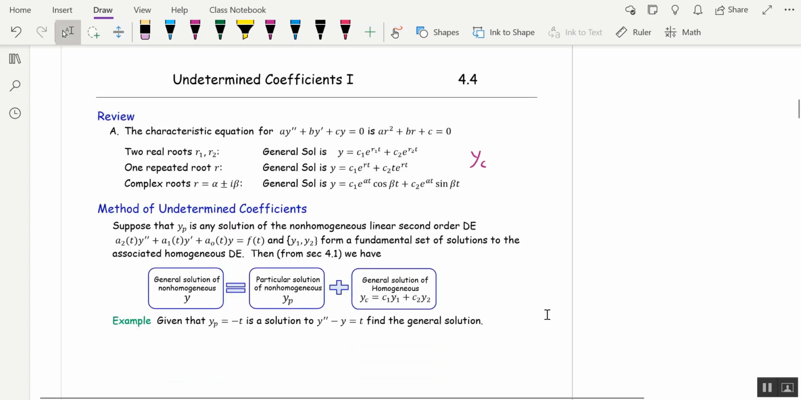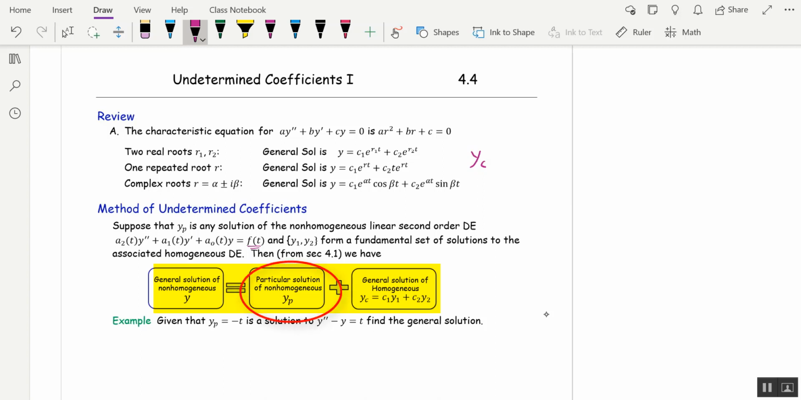Suppose you're trying to solve a non-homogeneous differential equation. That means over here, instead of equaling 0, you have f of t. The general solution of the non-homogeneous is going to be any particular solution, yp, plus yc, which is the general solution of the associated homogeneous differential equation. So this is the differential equation equals 0.